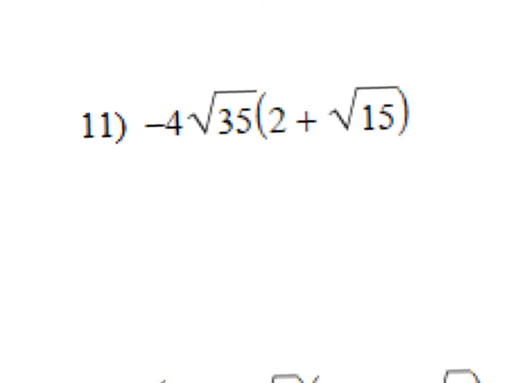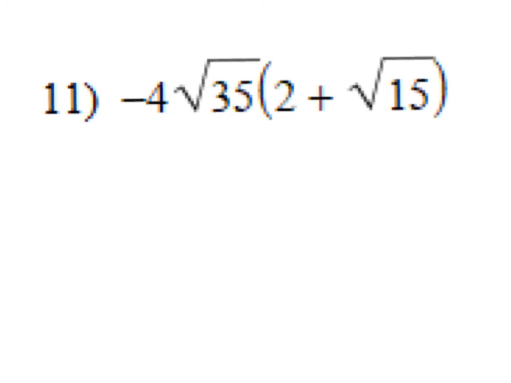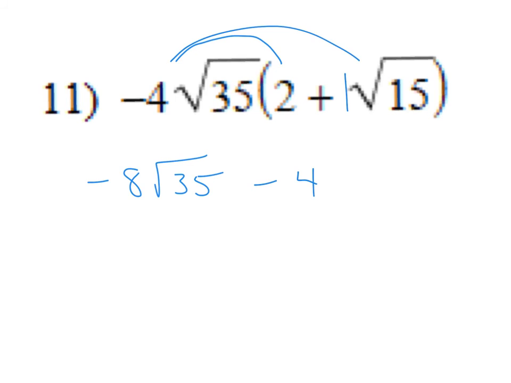Okay, number 11, we're going to go ahead and start by distributing on this one. So I'm going to go ahead and distribute and get negative 8 root 35. And again, I'm multiplying outside numbers with other outside numbers and then inside with inside. Okay, so then on the second part here, when I distribute this, I'm going to get a minus 4, because keep in mind there's a 1 there, so you're just taking negative 4 times 1, square root, and then 35 times 15 will be 525.